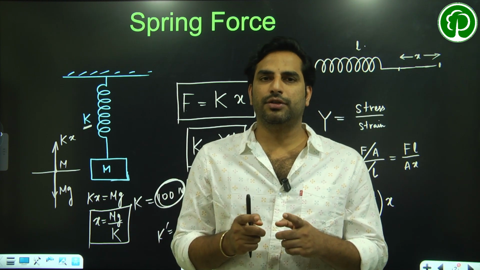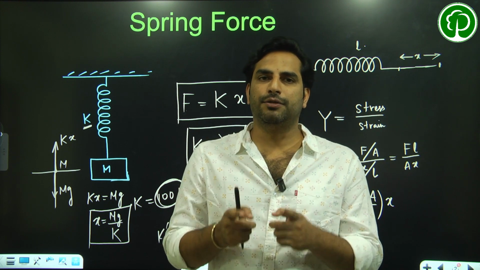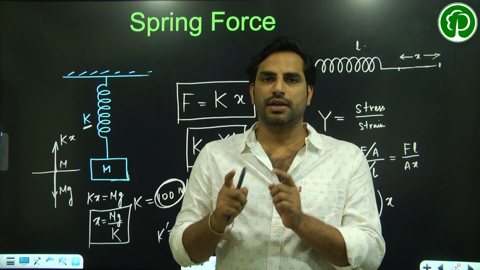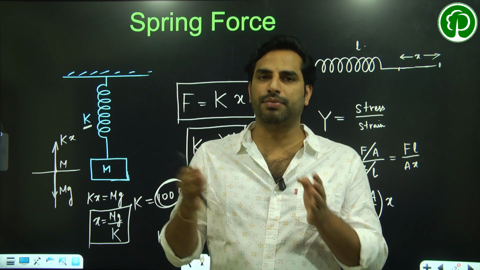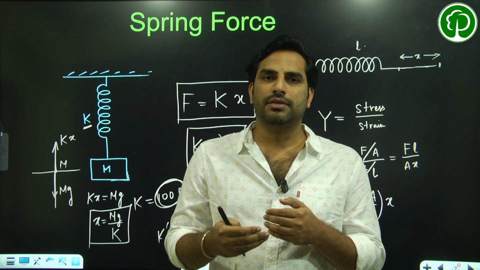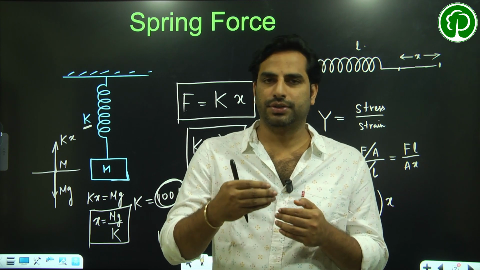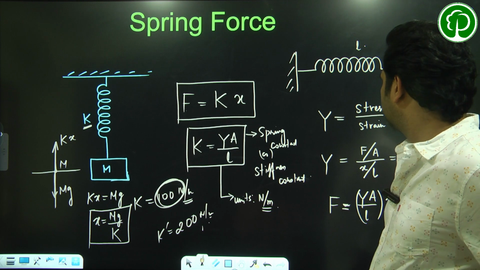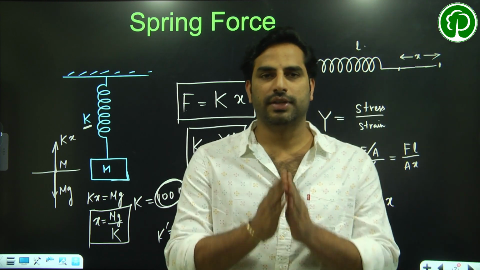And a very important thing to remember is that spring force can be in the direction of pull or in the direction of push. Elongation, it is in the direction of pull. Compression, it is in the direction of push. So this is all about spring force and the stiffness constant. Hope you understood this. Thank you.